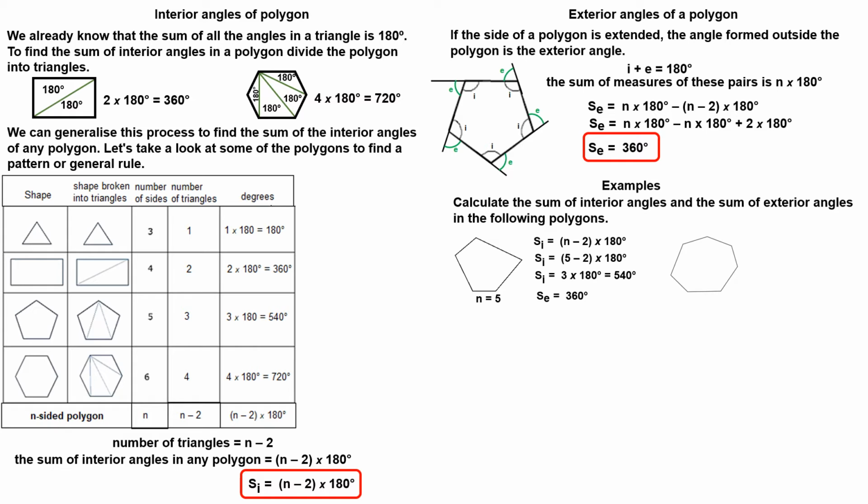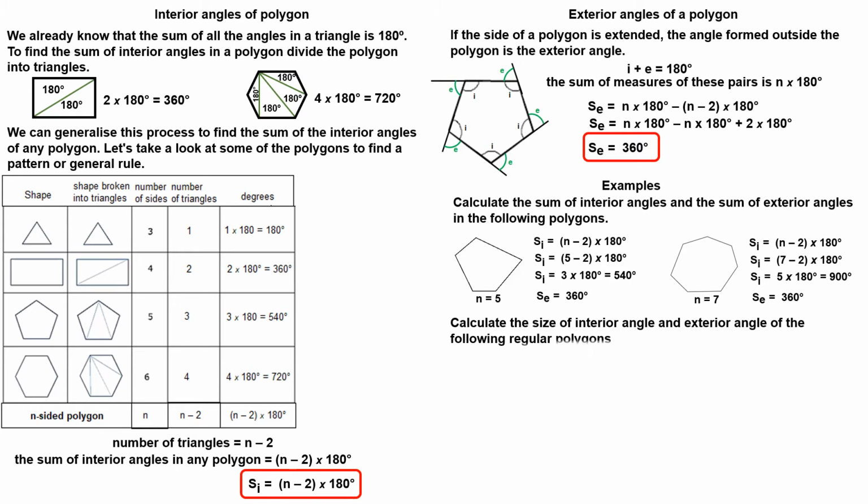The second polygon is a heptagon. The number of sides is 7. Take the formula for calculating the sum of interior angles and change n by 7. The exterior angles of any polygon add up to 360 degrees. Calculate the size of interior angle and exterior angle of the following regular polygons.